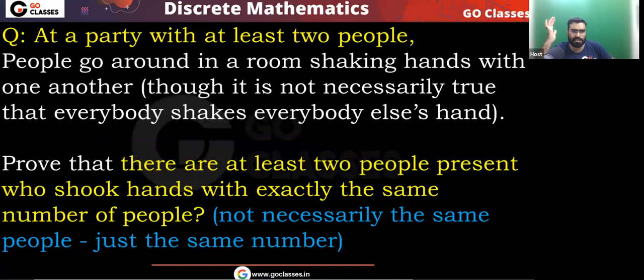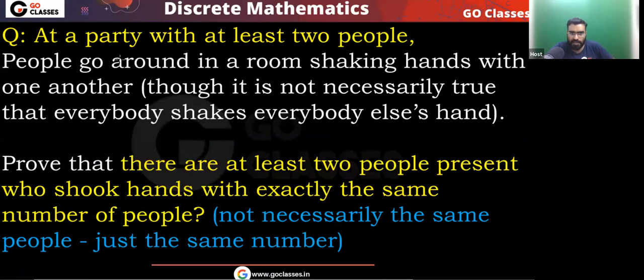So this is the question, read this. The question is saying, at a party, there are at least 2 people. There is a party. In this party, there are at least 2 people. Now people are shaking hands with one another. It is not necessary that every two people are shaking hands. Prove that there are at least two people who shook hands with exactly the same number of people.